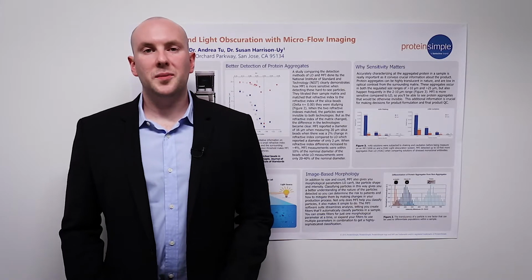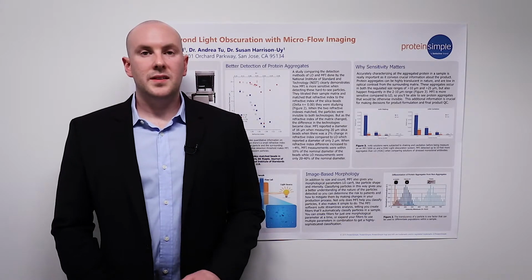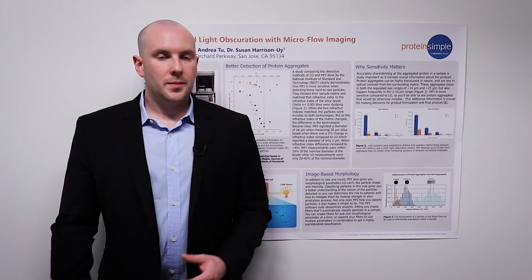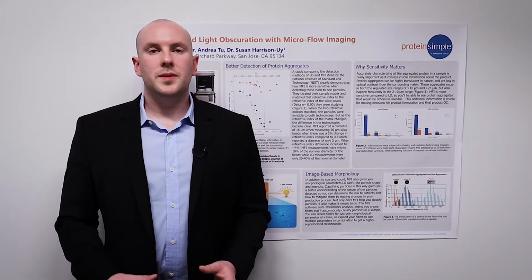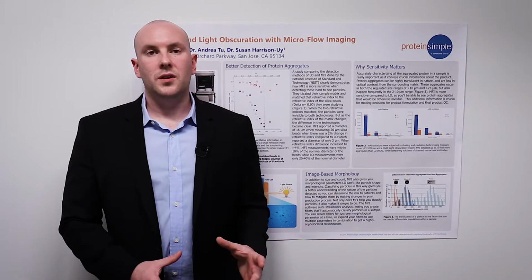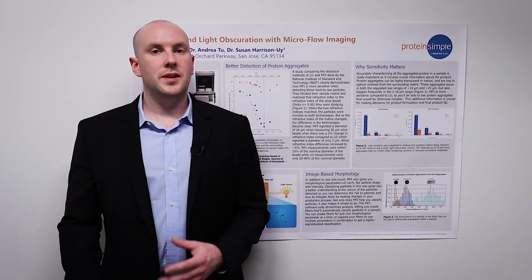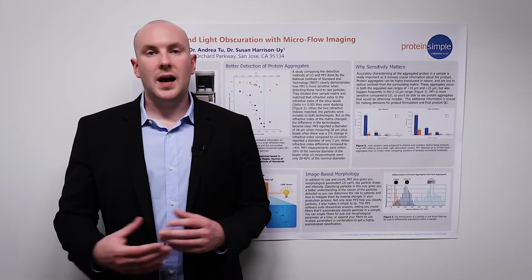The other crucial piece of information that MFI provides that light obscuration does not is particle morphology. So light obscuration, as its name implies, is a measurement that's based on the shadow of a particle as it passes by a light source. And accordingly, the only piece of information that's derived from this is the size or diameter of the particle. Whereas with MFI, because we're capturing an image of that particle, we're able to derive quantifiable morphological parameters, which we can then use to separate different particle populations within the sample.